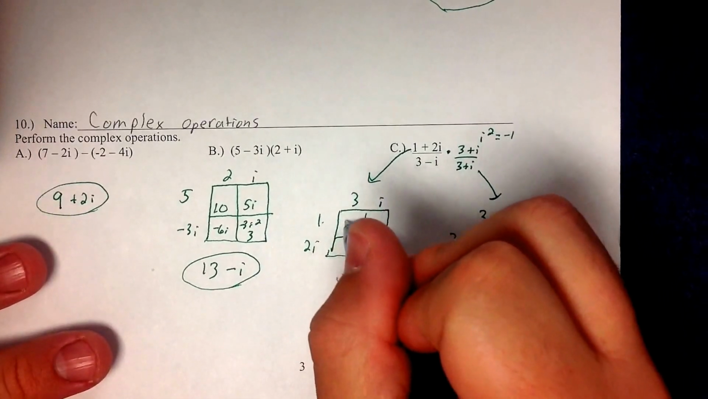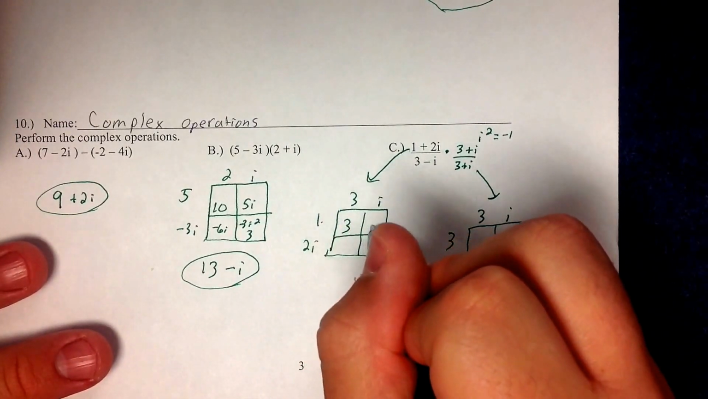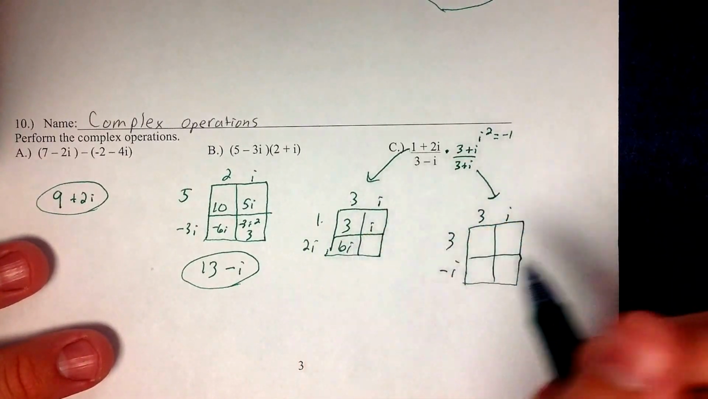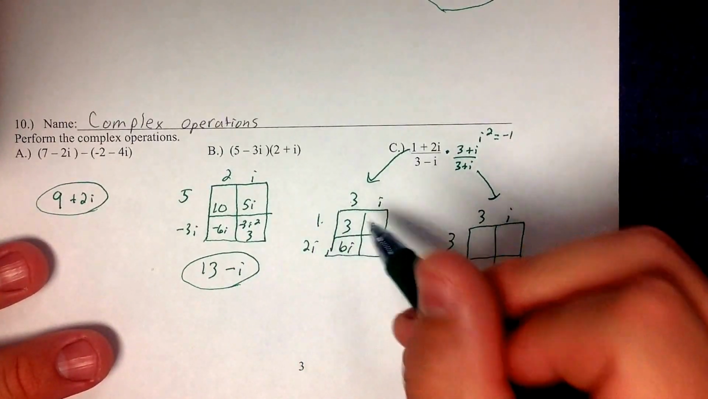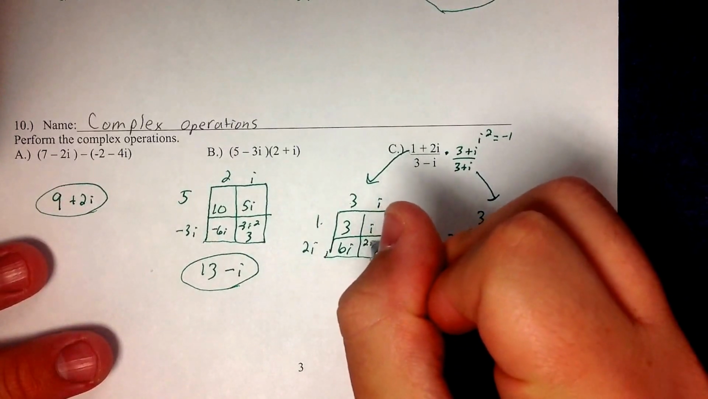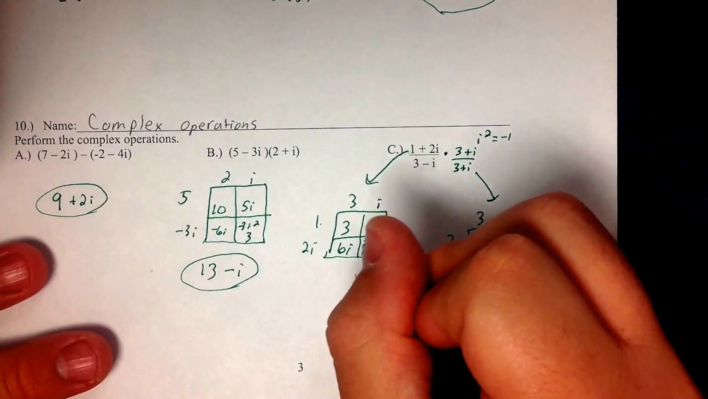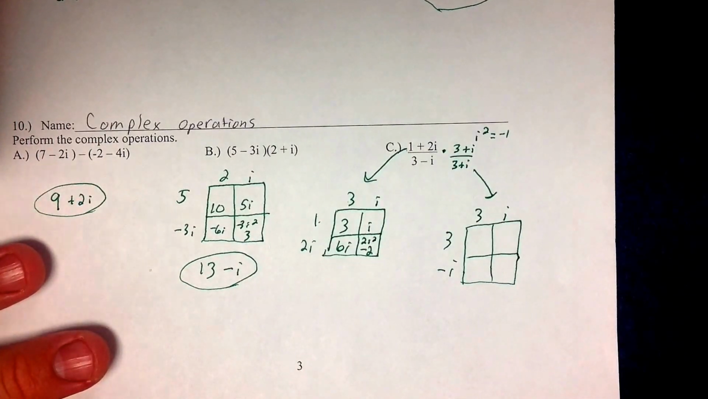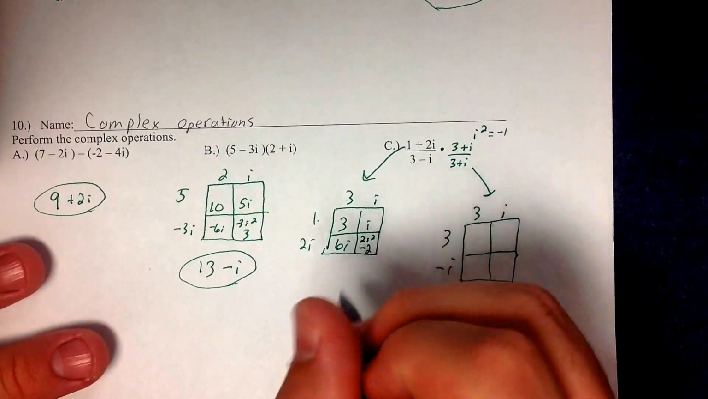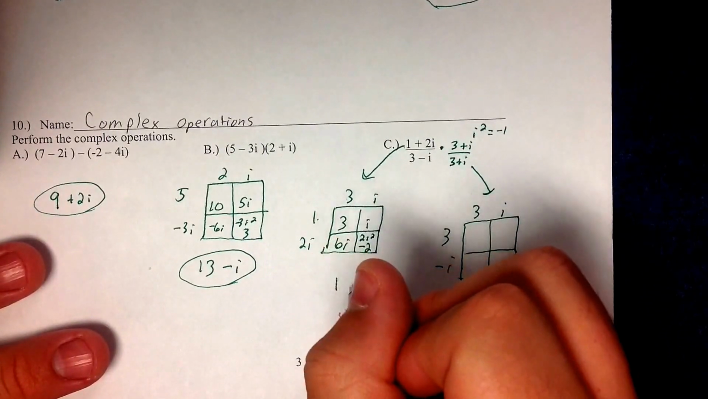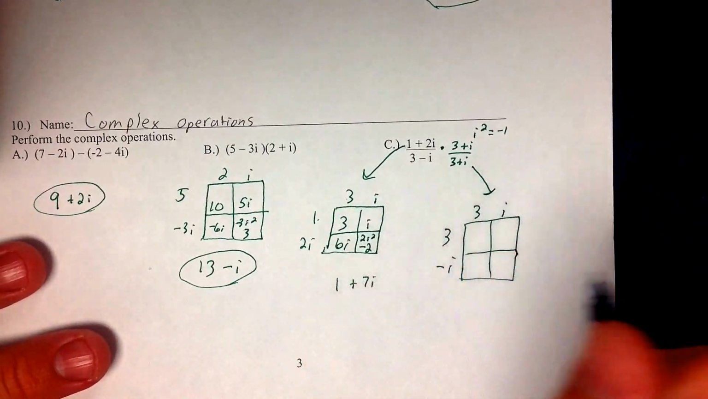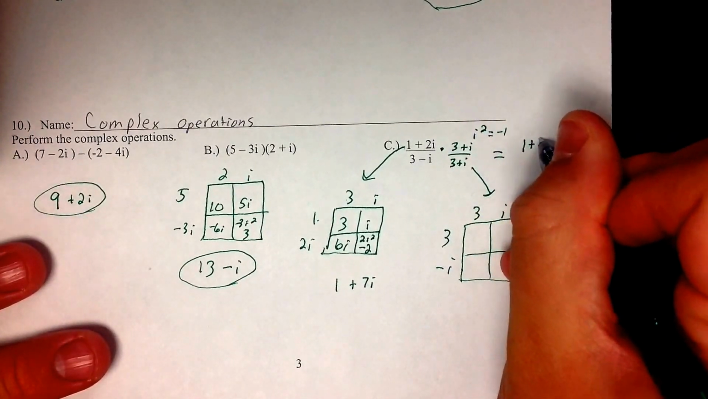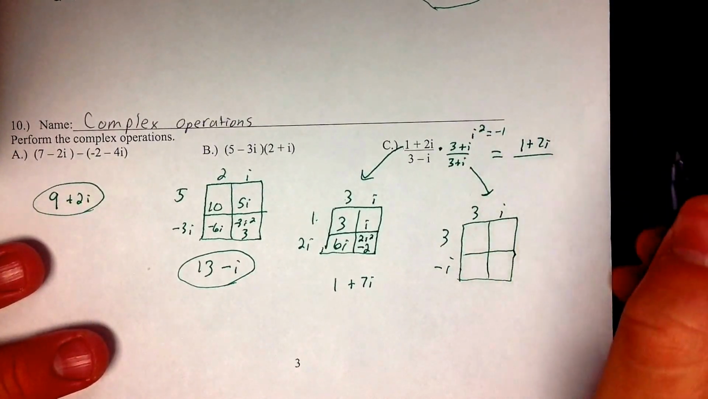So here 1 times 3 is 3, 1 times i is i, 3 times 2i is 6i, and 2i times i is 2i squared, but again i squared is negative 1, so it'd be negative 1 times 2, which is negative 2. So if I work that out, 3 and negative 2 is 1, 6i and i is 7i, so 1 plus 7i. And if you remember, that was the top part of our fraction. So I got 1 plus 7i.